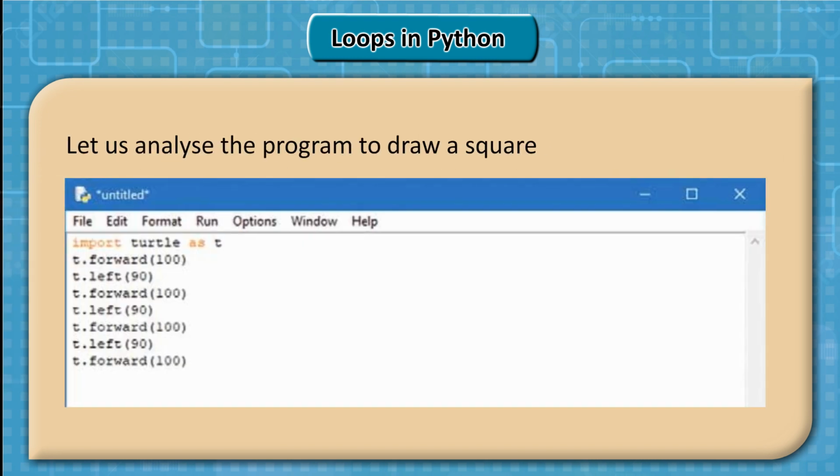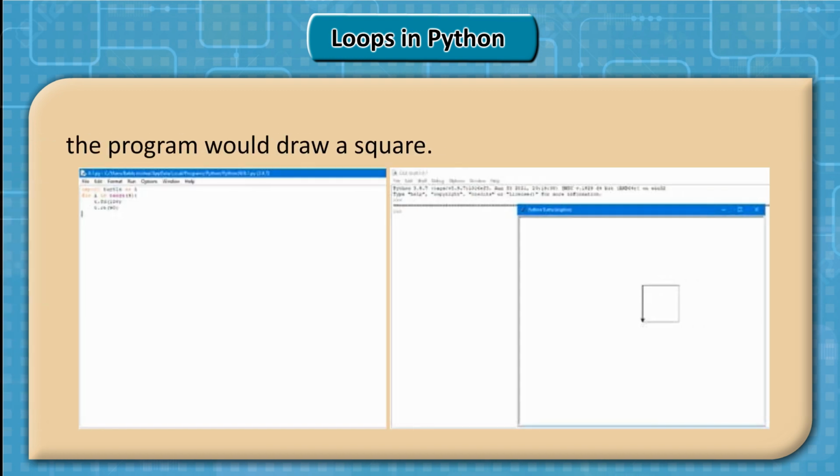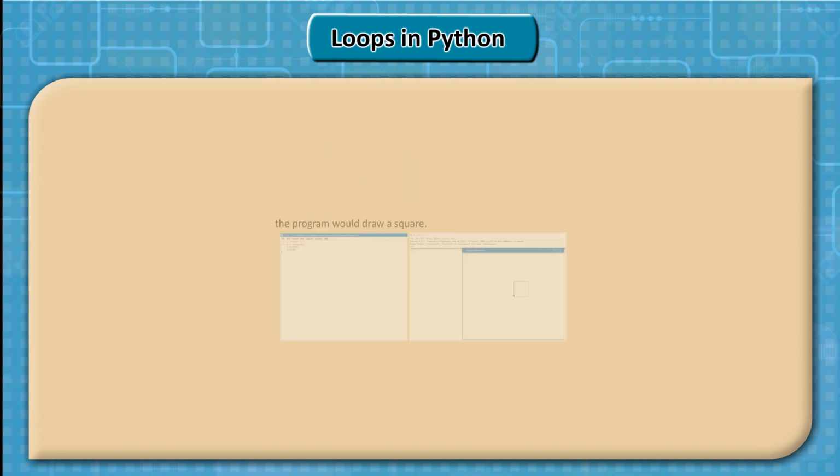Let us analyze the program to draw a square. It takes time to copy-paste the same exact highlighted lines of code 4 times in a row. Wouldn't it be great if we could just tell Python to repeat the code for us? Therefore, we can draw a square with the help of a loop also. Let us try writing the same program using for loop, as we repeat the 2 highlighted lines 4 times. The program would draw a square.